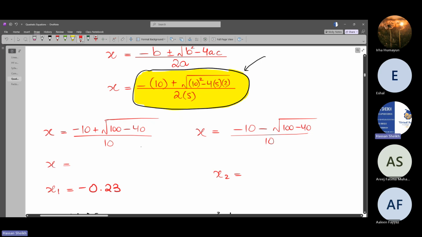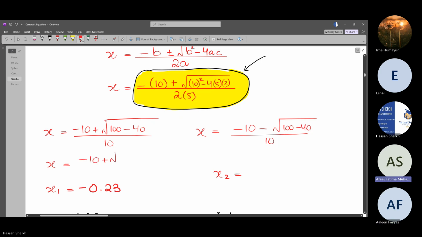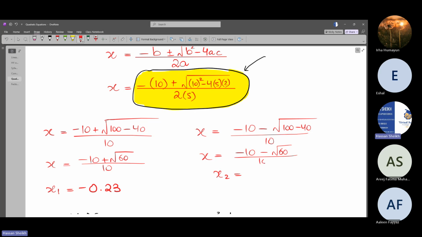Now, what is 100 minus 40? 60. Can you put that in your calculator? Now, tell me the answers. I think now everyone can solve this one. What other answer are you getting? Minus 1.77.